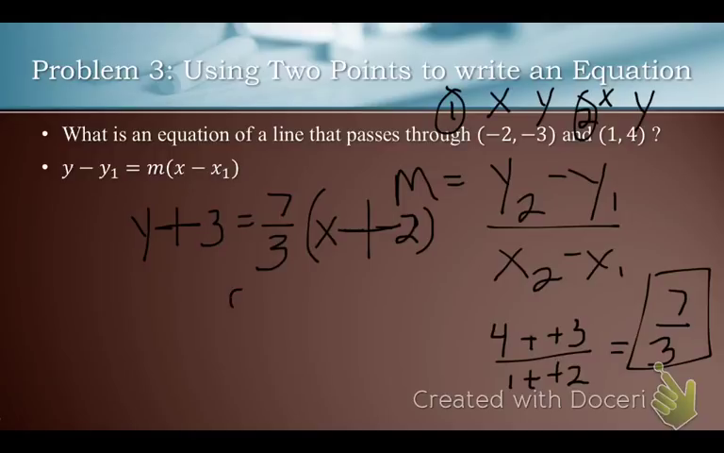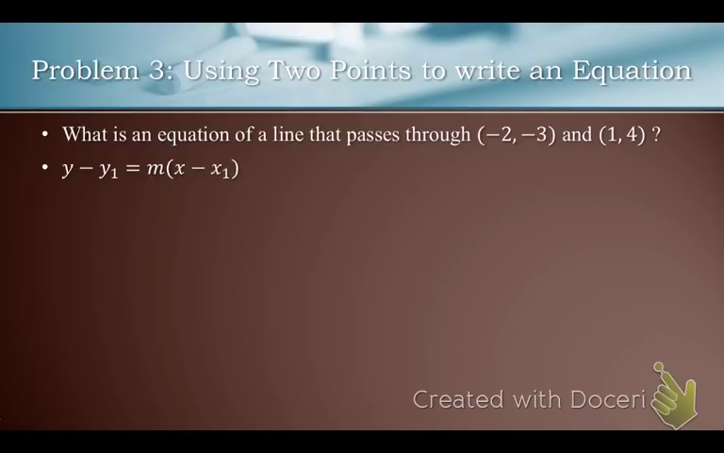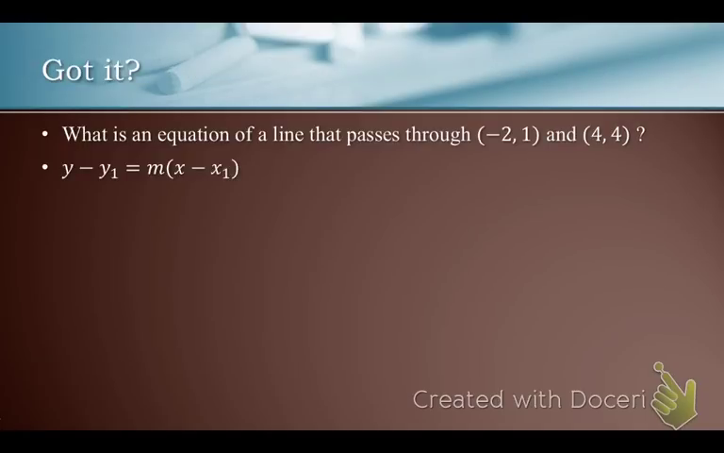Now, it is also possible to use the other ordered pair, so if that was what came to your mind, that is perfectly fine here. It would have been y minus 4 is equal to 7/3 x minus 1. And because those are 2 equations for the same line, those are equivalent equations. Alright, so here is a got it question for you. When you are done with this question, please resume your video to check your answers and ask if you have questions.